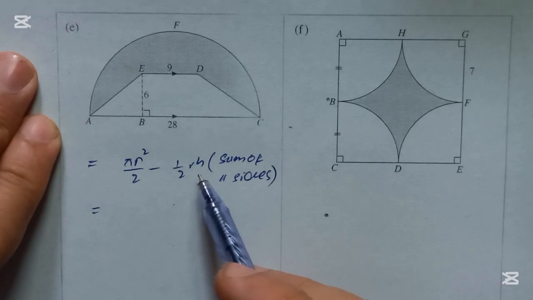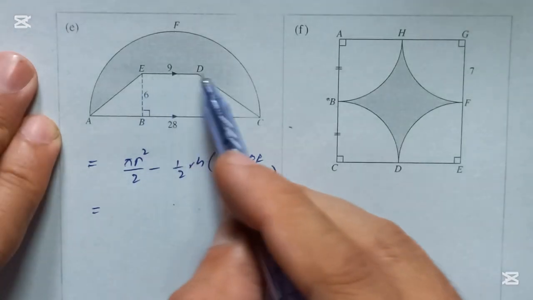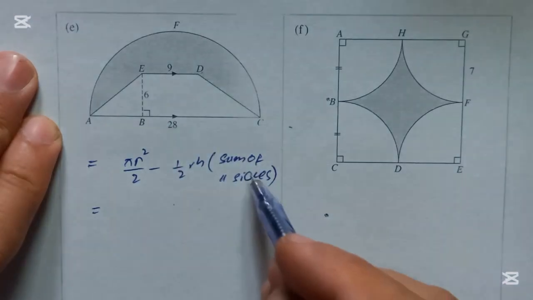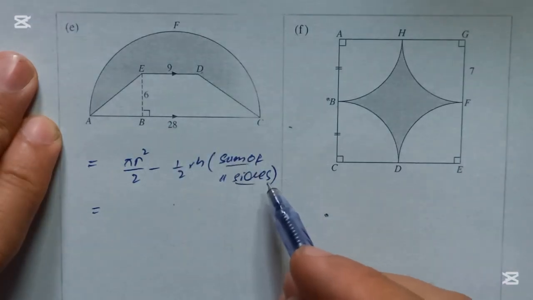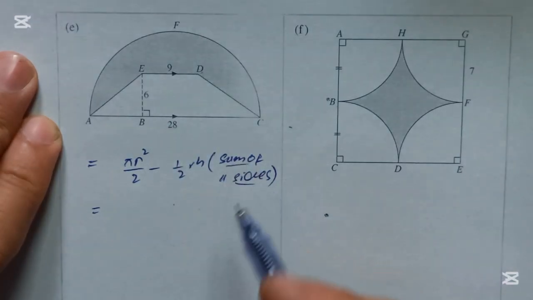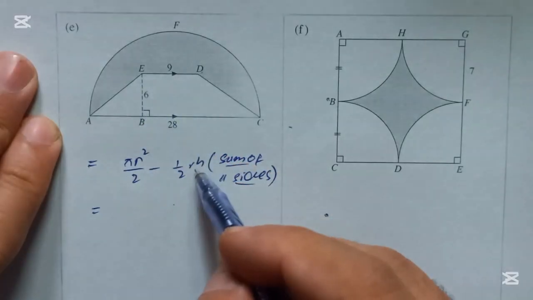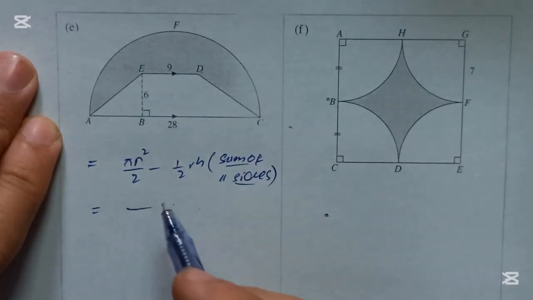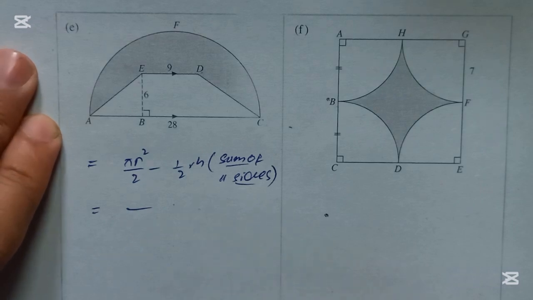Height of the trapezium is this one, because this and this are parallel sides. So 9 plus 9 and 28 will be put in the bracket, sum of the sides, and this is the height. So 6 will be h. So solve it on the calculator, you will get the answer of the required portion.